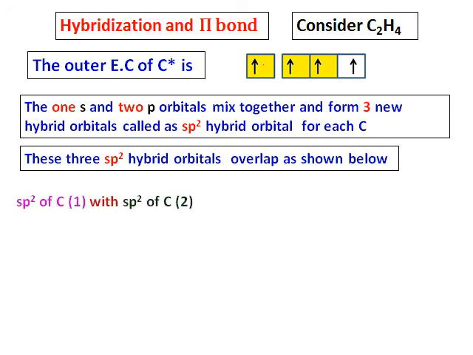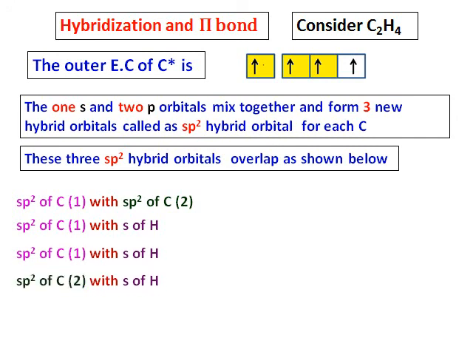These 3 sp2 hybrid orbitals overlap as shown below. One of the sp2 of carbon 1 overlaps with the sp2 of carbon 2, and then I am left with 2 sp2 orbitals on each of the carbons, which overlap with the hydrogens as written over there. So now I am done with the 3 sp2 hybrid orbitals of each carbon.